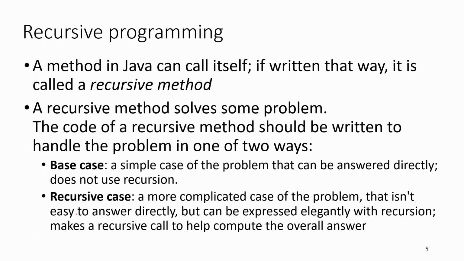A recursive method solves some problems. A lot of times what you're going to find is the code of the recursive method should be written to handle the problem in one of two ways. So usually there's an if statement written in a recursive method. The first part is the base case, which is the simple case of the problem that can be answered directly, and you do not use recursion in that one.